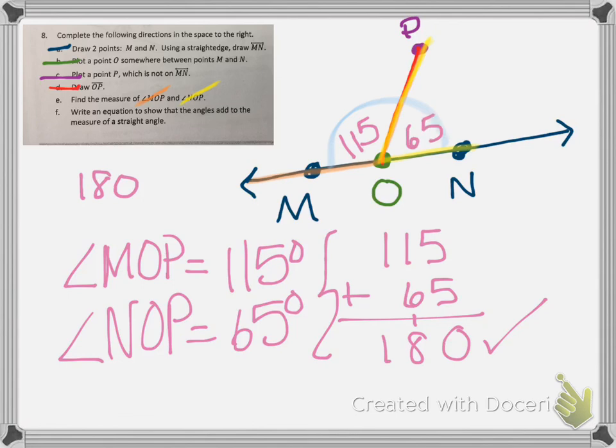So I did need my protractor for my last one. I did letter E. Now, let's look at letter F. Write an equation to show that the angles add to measure to a straight angle. I already did that. That's my equation to show that they measure to 180. Done. I did it. Didn't even know I did it.